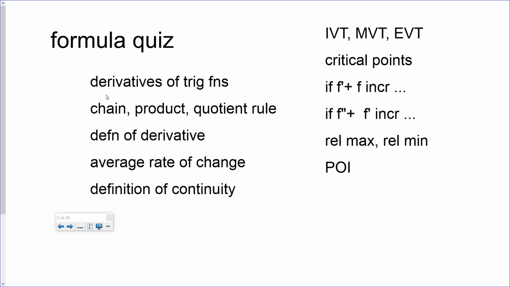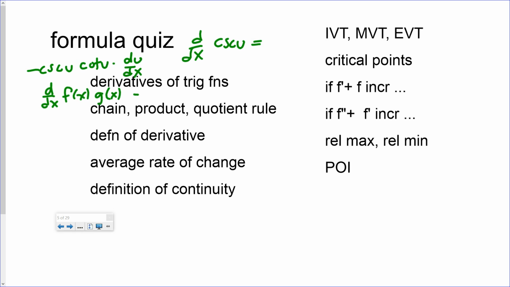All right, formula quiz. These are some ideas for your formula quiz tomorrow. I could just have a random derivative. What's the derivative of cosecant u? And then you would just write negative cosecant u, cotangent u, and don't forget times du dx. Chain rule, product rule, quotient rule. Please make sure you understand that the derivative of f of x times g of x is the derivative of the first times the second plus the derivative of the second times the first. But the derivative of f of g of x, which is not the same thing as f times g, okay?